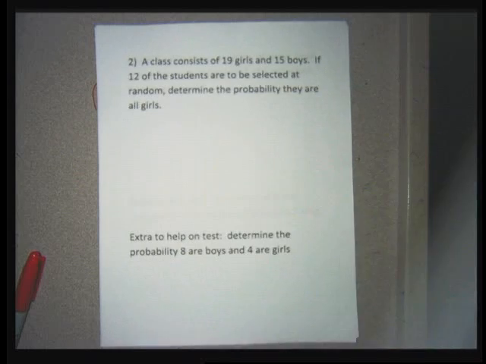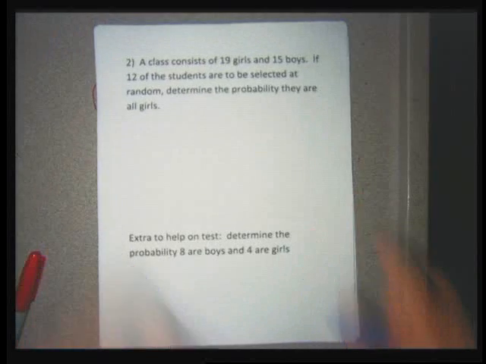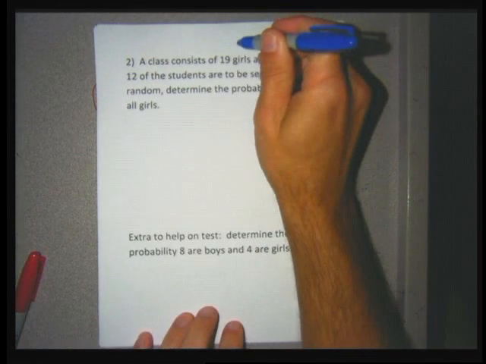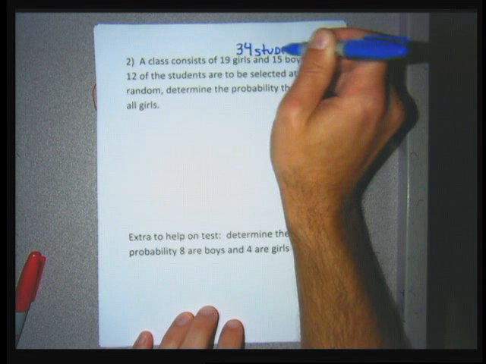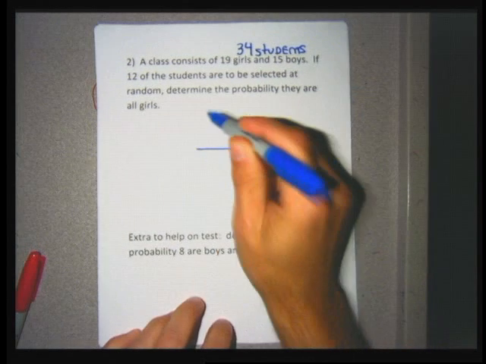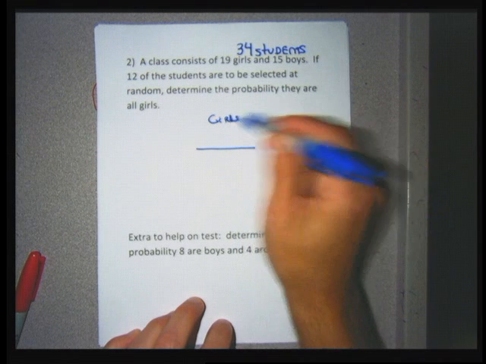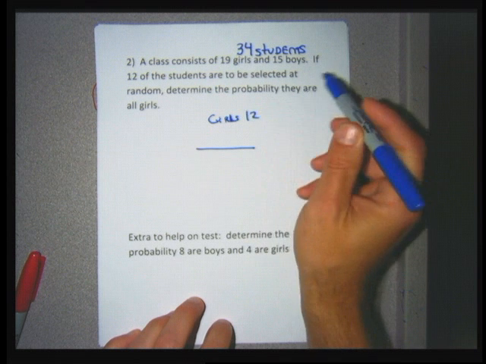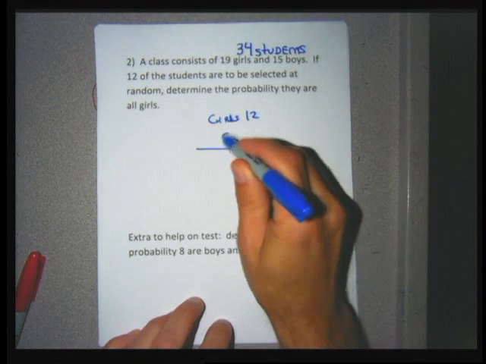So the next problem I said I'd do was number 2. So number 2, a class has 19 girls and 15 boys. That's a total of 34 students. This is a number that's not given in the problem that I'm going to need to back into. And it says 12 of the students are to be selected at random. Determine the probability that they're all girls. I'm going to form a fraction. The numerator is going to contain a combination that allows me to get 12 girls. And the denominator is going to be a combination of what could happen.